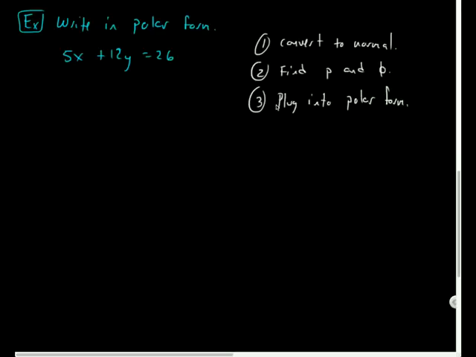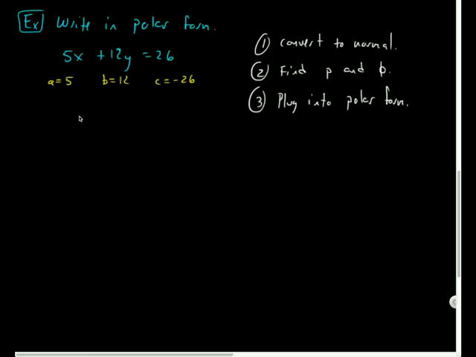This is going to be our general approach. First, converting this to normal form. Let's figure out what A, B, and C are. My A is 5, my B is 12, and my C is negative 26. Our textbook's definition of standard form is Ax plus By plus C equals 0, so I have to subtract the 26 from both sides in order to find A, B, and C.